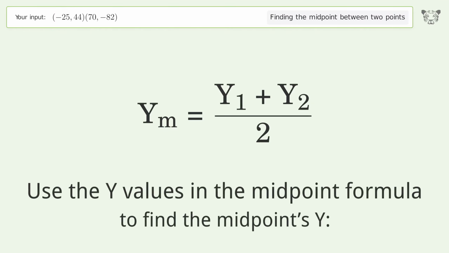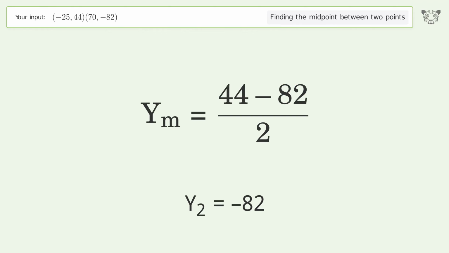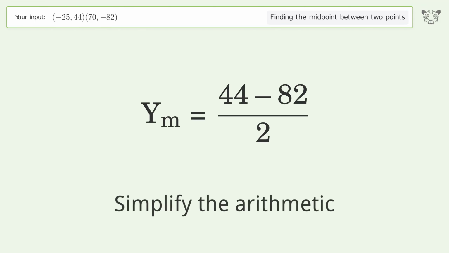Use the y values in the midpoint formula to find the midpoint's y. y1 equals 44. y2 equals -82. Simplify the arithmetic.